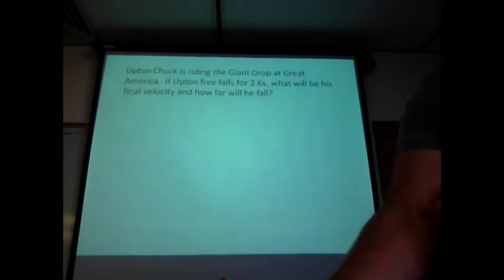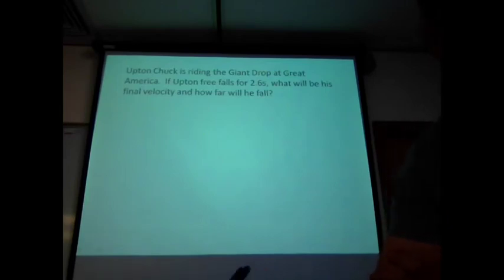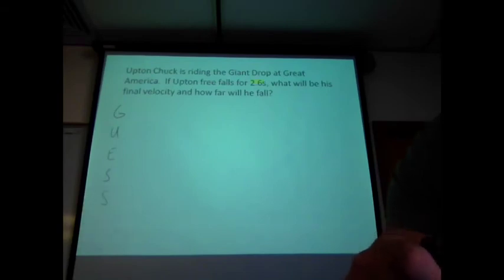All right, next problem we have. We've got the great Upton Chuck. Upton Chuck is riding the Great Drop at Great America. If Upton free falls for 2.6 seconds, what will be his final velocity and how far will he fall? Okay, so we're still sticking with the GUESS method. I'm not going to go over everything again on this one, but we're going to find our givens. In our givens, we have what just appears to be 2.6 seconds.